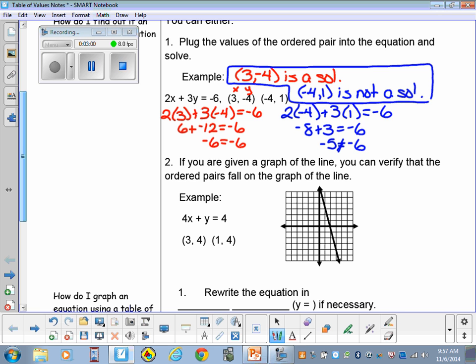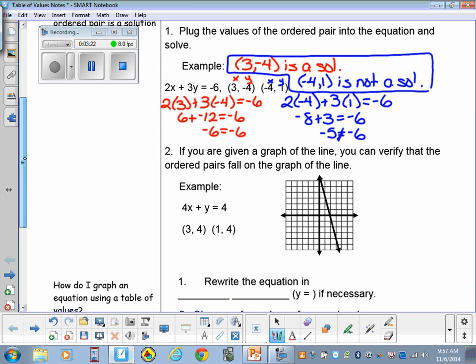Hey, 3 instead of a -4. Where did I put a 3 instead of a -4? But the ordered pair, right? X is -4, y is 1. Oh. That makes sense? I'm using a different ordered pair? Okay.